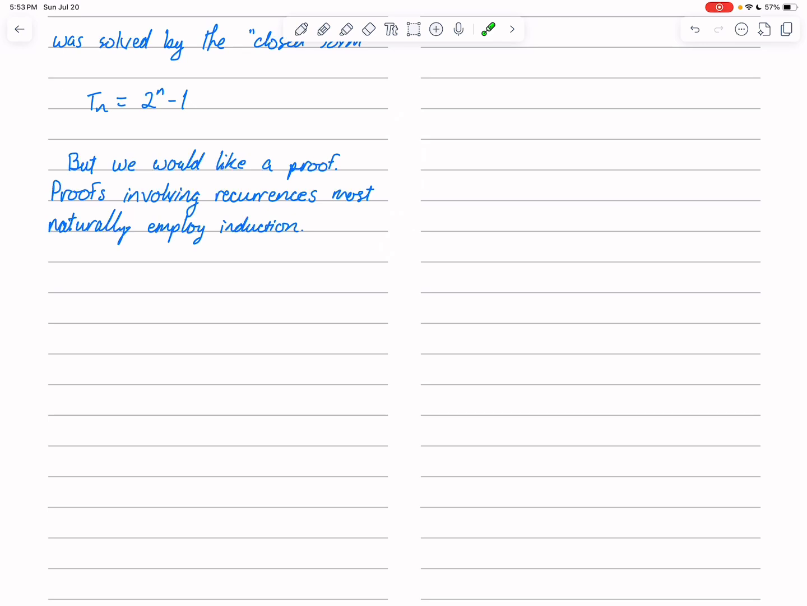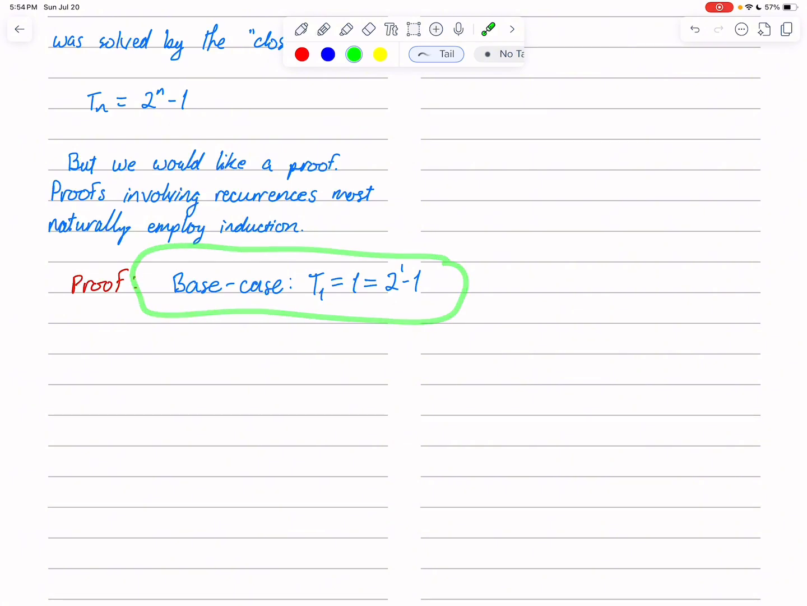If we're going to prove something that has to do with a recurrence relation, then the natural way to prove it is to use induction. And if you've never seen induction, induction always goes by having a base case and an inductive case. Now, the base case is always considering the smallest possible value for the index n. In our particular situation, we're taking the smallest index n to be 1.